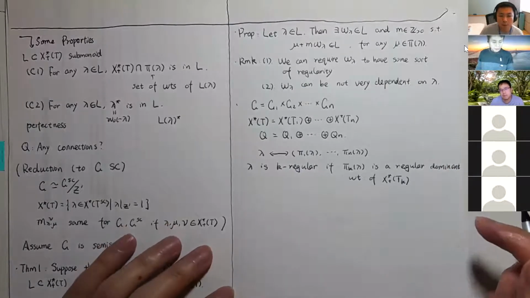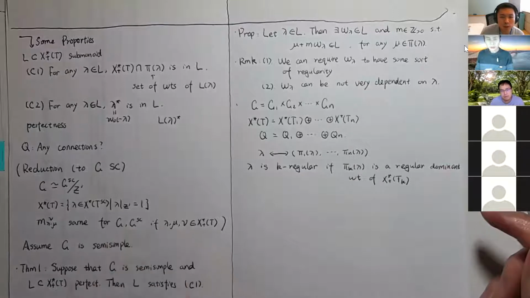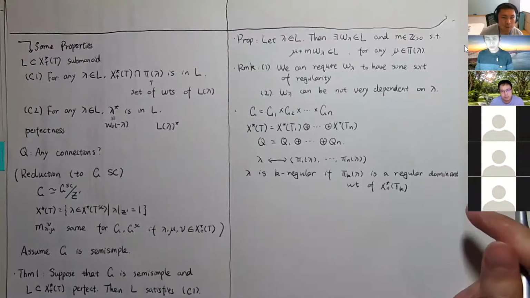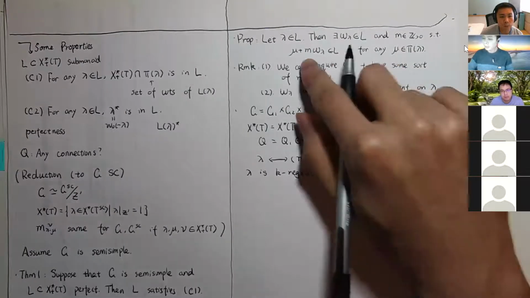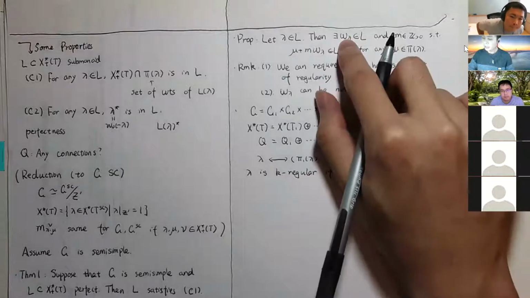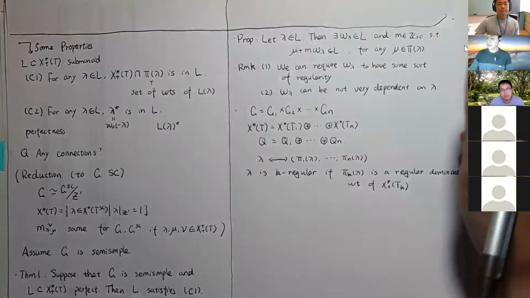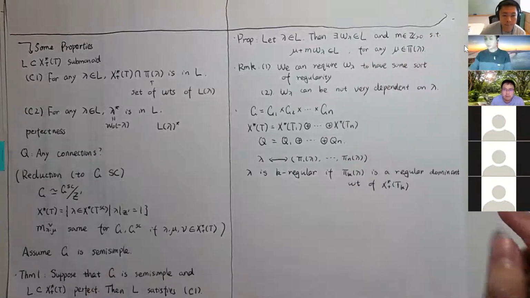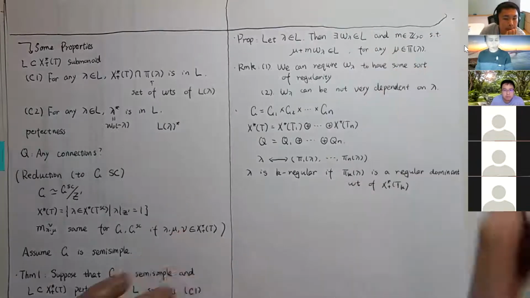Can I ask a question? Yes. In your proposition, m, the positive integer, depends on λ, right? But it's independent of μ. It's independent of μ. Both ω_λ and m are independent of this choice of μ. So it's for any μ. Okay, thank you.